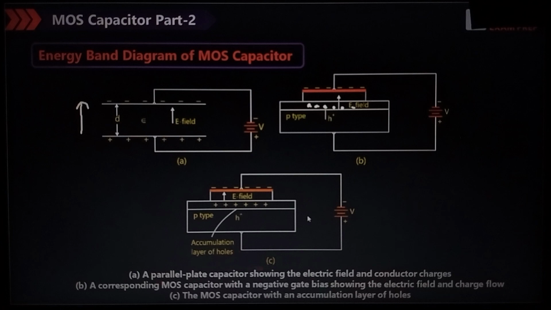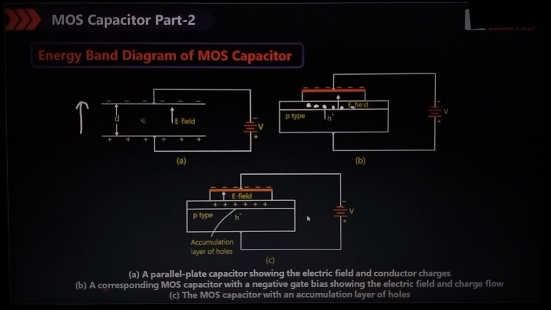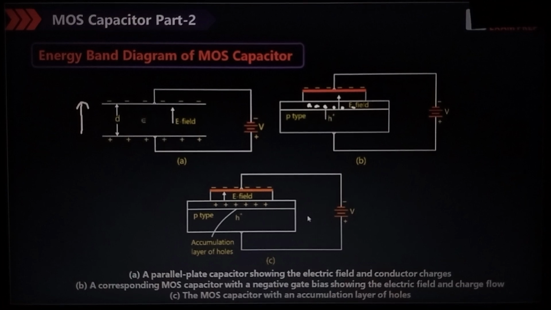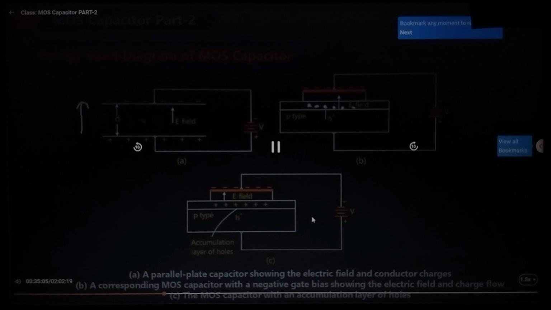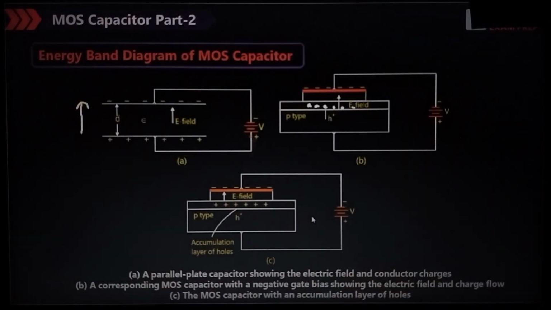This is just like a parallel plate capacitor, showing the electric field and conductor charges. In the diagram, a corresponding MOS capacitor with negative gate bias. This is a negative gate bias, showing the electric field and the charges flow. The MOS capacitor with an accumulation layer of the holes. So we are showing the electric field, then here the charge will attract the holes, and then finally there is accumulation of the holes. Directly watching this diagram, we can say it is accumulation. This is from the standard textbook, Neamen.